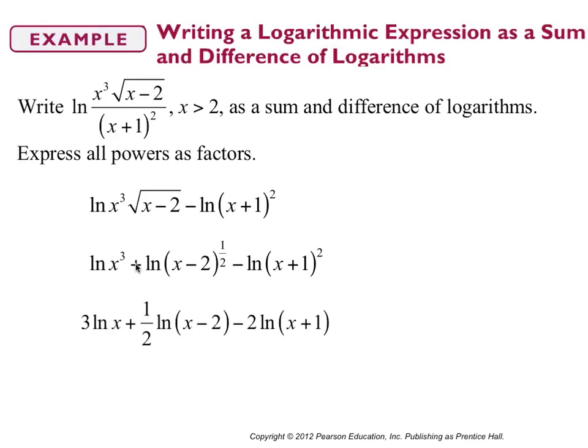So you should get 3 times ln of x plus 1/2 times ln of x minus 2 minus 2 times ln of x plus 1. Now there are no more exponents, there are no more roots, there's no more multiplication or division within each of these little ln's. So that means that we are done at this point.